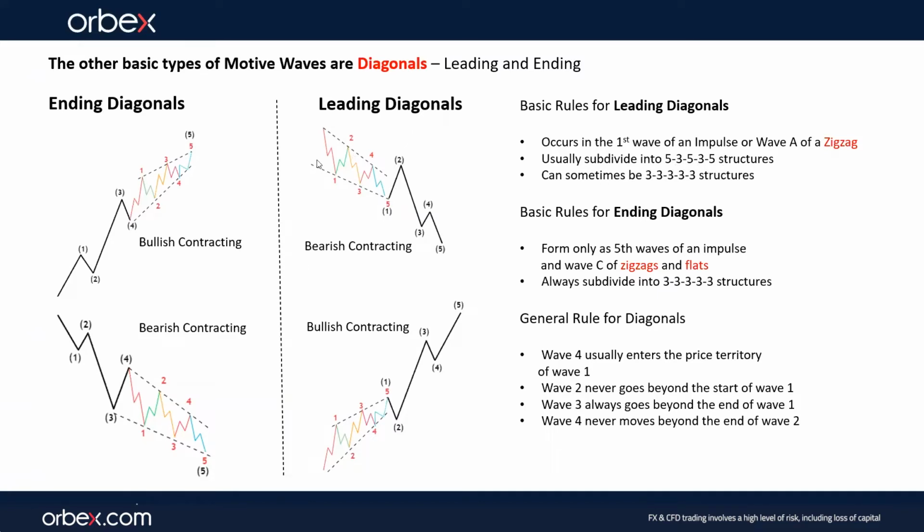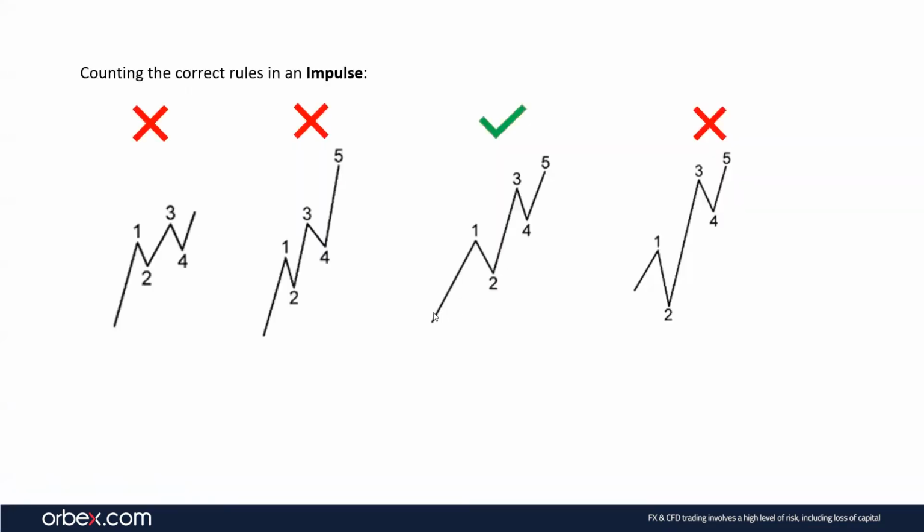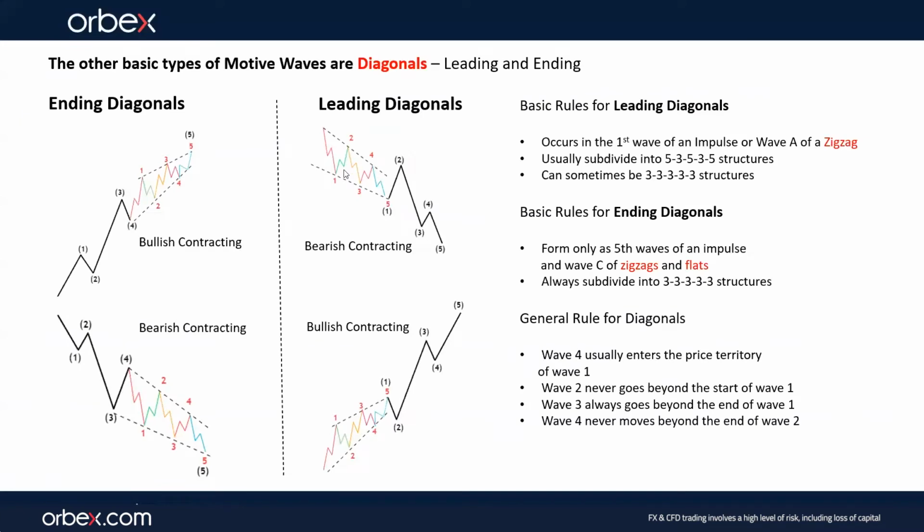Now, what does that mean? It basically means that it can also sometimes be a 3-3-3-3-3 structure as well. This basically means that within the lower structure, we can have 3 or 5, but here I've done it 3-3-3-3-3, so it's a little bit easy to see. So imagine this is the first wave. In this, we've got a 3, a 3, a 3, a 3, and a 3 to make up wave 1. And that's what I'm trying to point out here.